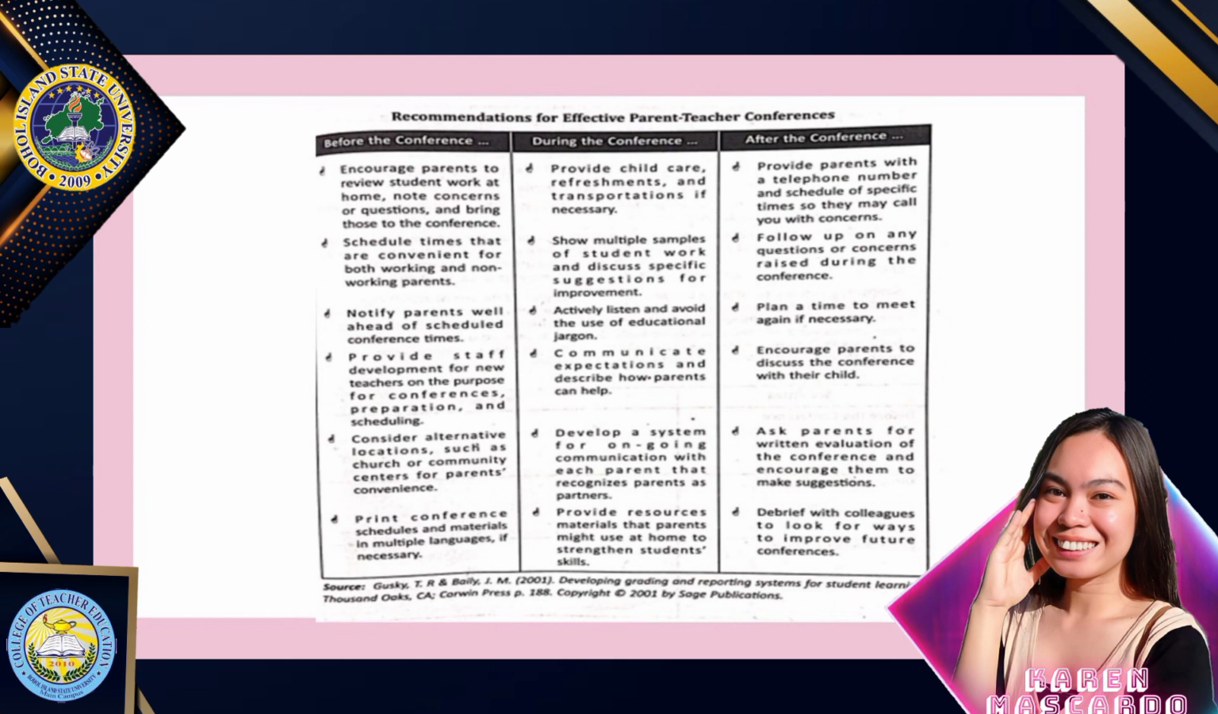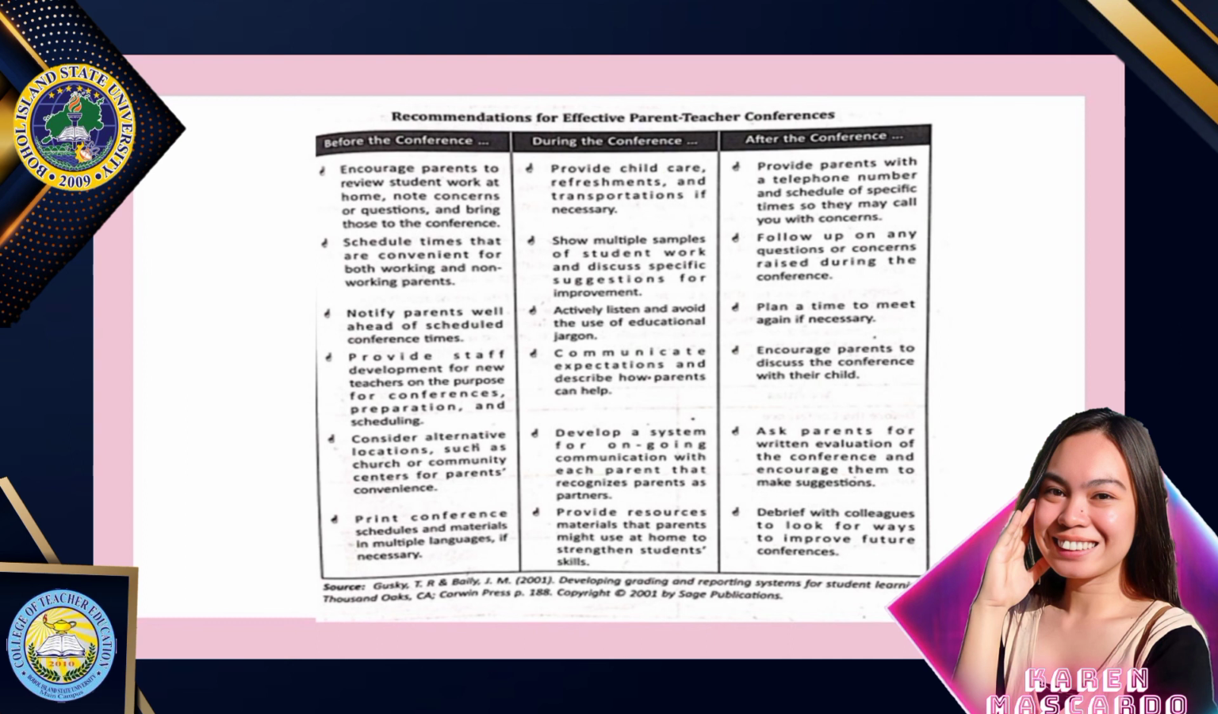Print conference schedules and materials in multiple languages if necessary. During the conference, provide child care, refreshments, and transportation if necessary. Show multiple samples of student work and discuss specific suggestions for improvement. Actively listen and avoid the use of educational jargon. Communicate expectations and describe how parents can help. Develop a system for ongoing communication with each parent that recognizes parents as partners. Provide resource materials that parents might use at home to strengthen student skills.